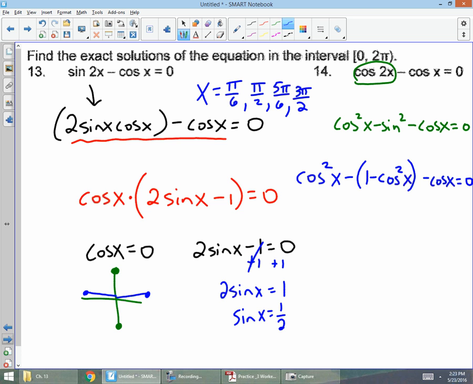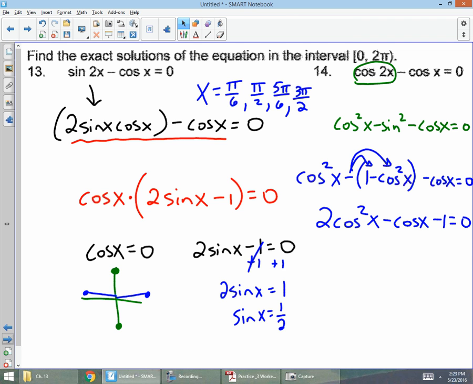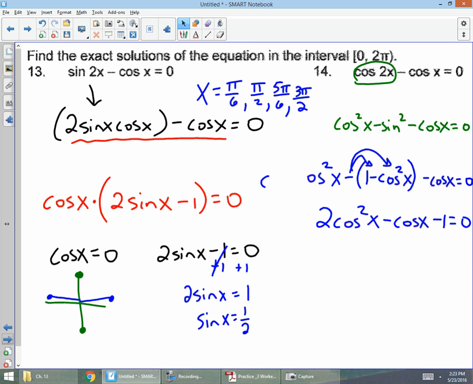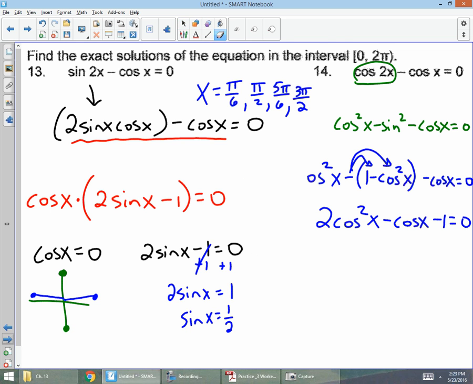Well, let's combine like terms. Distribute the negative. I actually end up with 2 cosine squared of x because that bounces back to a positive. Minus the cosine of x minus 1 equals 0. And I can't help but notice that I'm going to be left with a trinomial on the left side of the equation. So slide this over a little bit. Let's get my c back on cosine here. So we have a trinomial that we can factor.